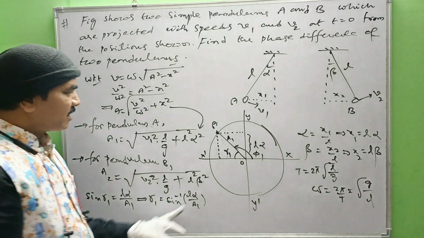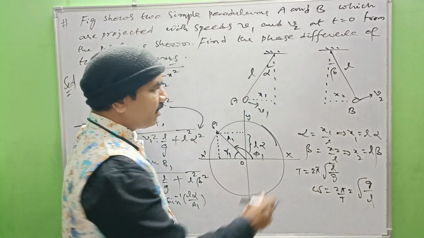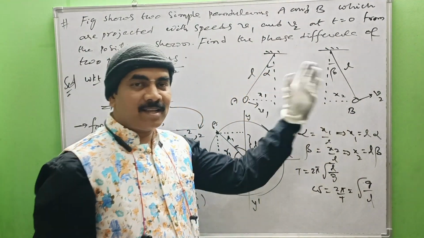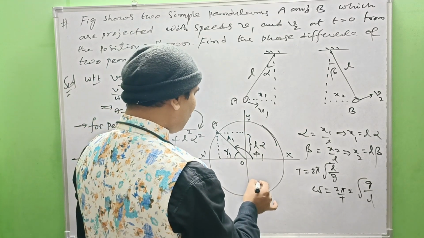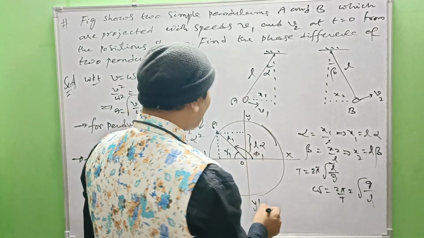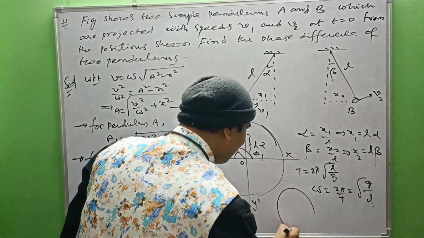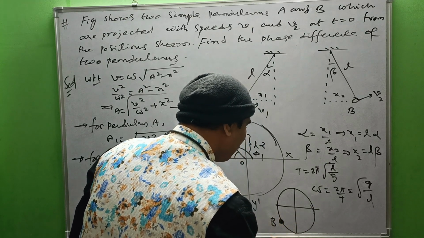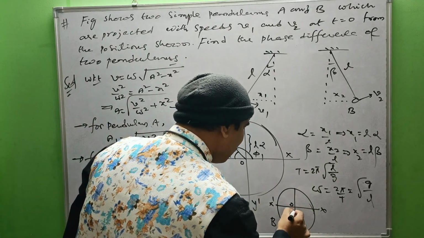Right. In the same way, as far as pendulum B is concerned, see its displacement increasing. Why? Because it is projected away from the mean position. So displacement increases in the sense its projection on the y-axis increases. Suppose B is somewhere here. Now XOX' is the reference, right? Now B is somewhere here.